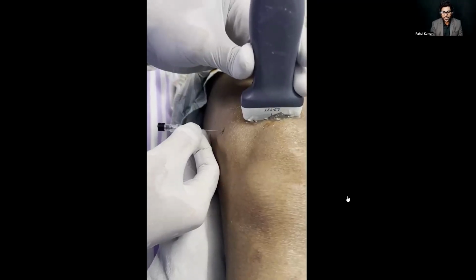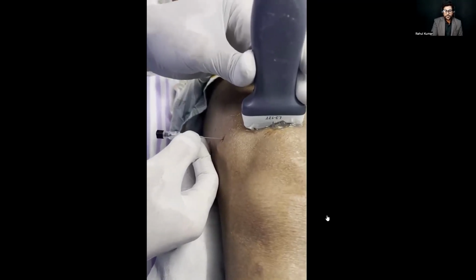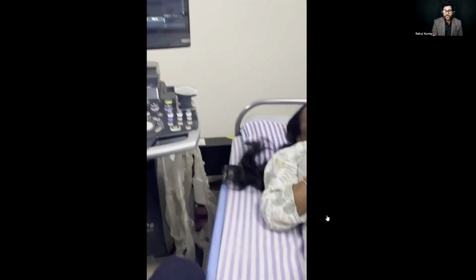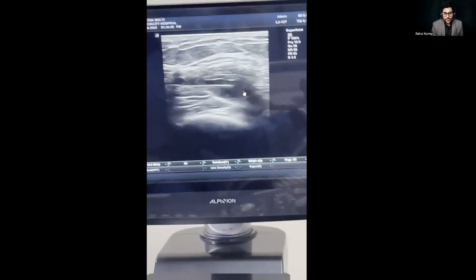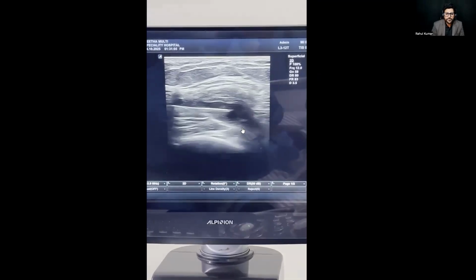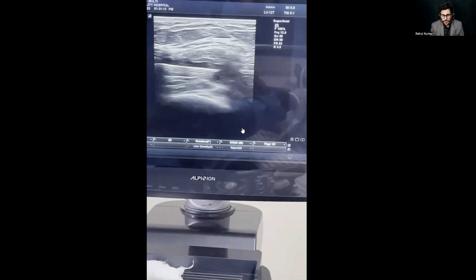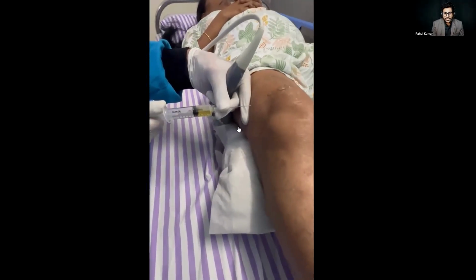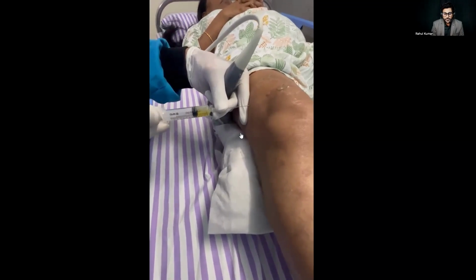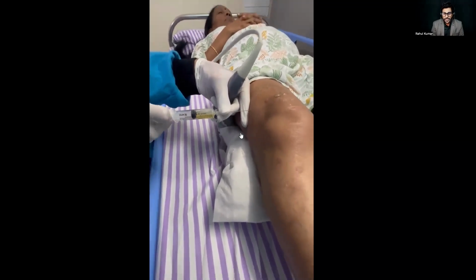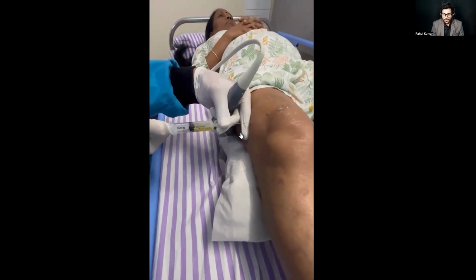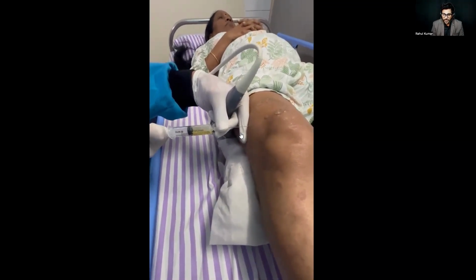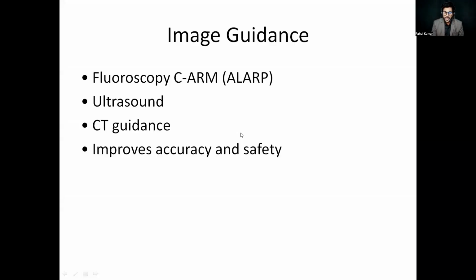Here's another one. In this procedure, I have inserted a spinal needle inside the knee joint, suprapatellar approach. This is the needle inside the joint. And this is how we aspirated the fluid. Once you have the needle positioned in the right space, you can start aspirating and you can check again to see if the needle is in the same place.